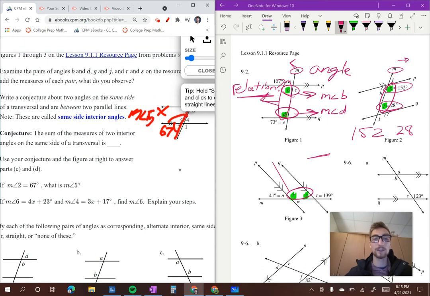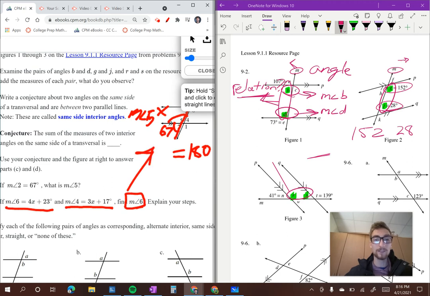You see that they do make a straight line here, so maybe we could set up an equation equal to 180. And then it says if the measure of angle 6 is 4x plus 23, and the measure of angle 4 is 3x plus 17, find the measure of angle x. We're going to be using the same steps as we did up here, basically. But this time we're going to have to set it up algebraically with like terms. Here we see 4x and 3x. Maybe we can do something with that. And then we see two standalone numbers, 23 and 17. So see if you can use your algebra skills to solve that last question.